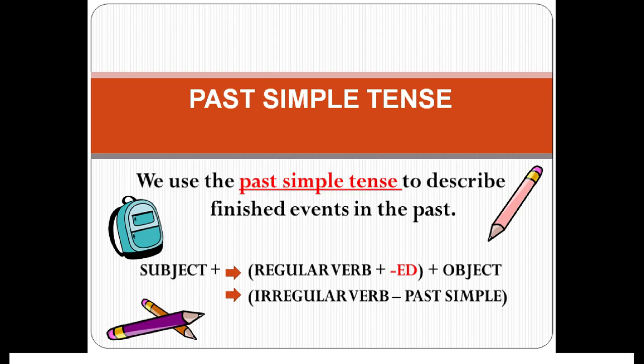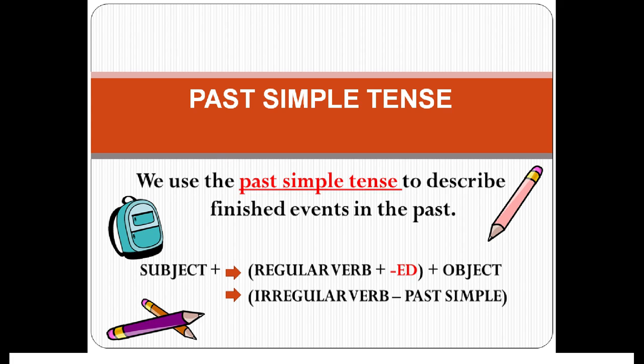So, let's start. First, let's repeat what we use the past simple tense for. We use the past simple tense to describe finished events in the past. Now, you need to know how to build it. The first word of your sentence needs to be the subject. For example, I, you, we, or some name like John.